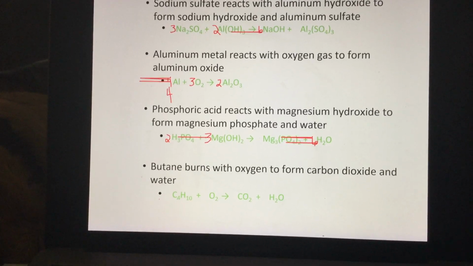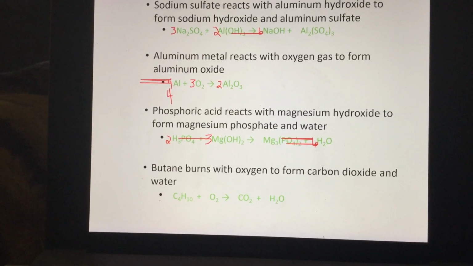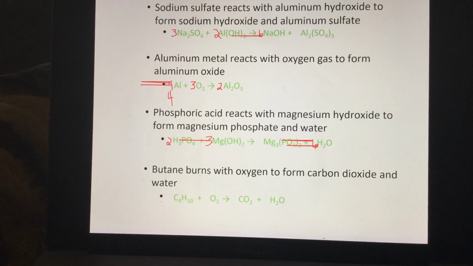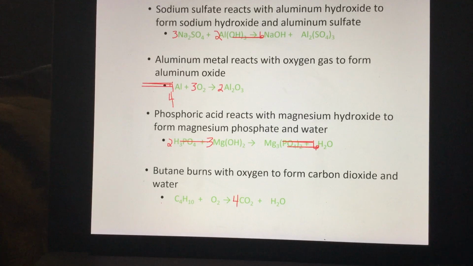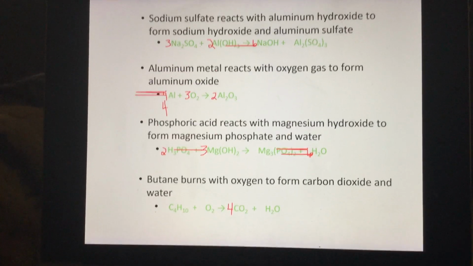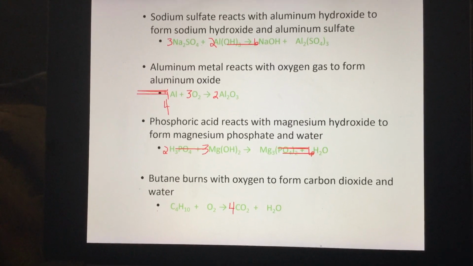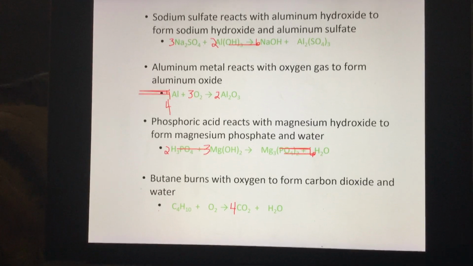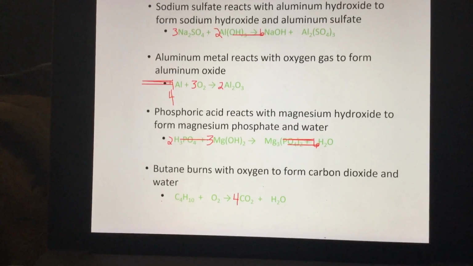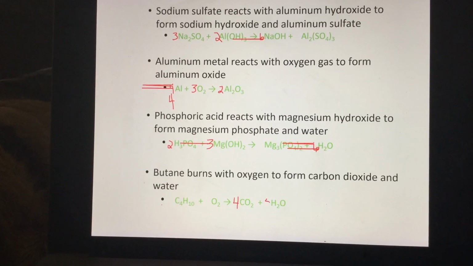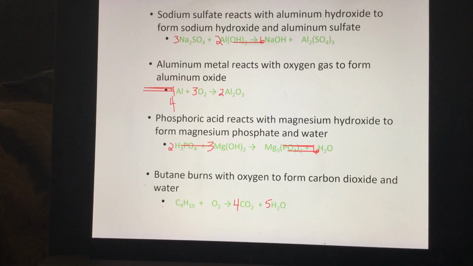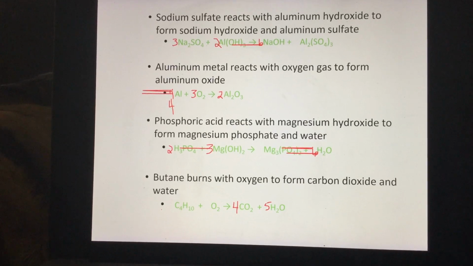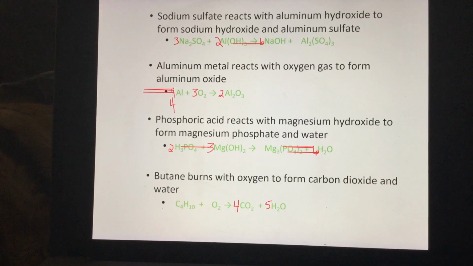And remember, it says to save the oxygens and hydrogens for last. So that means I'm going to balance my carbons first. So I have 4 carbons here. So let me put a 4 here. And again, saving oxygens for very last, I'm going to balance the hydrogens next. So we have 10 hydrogens over here with the butane. So let me put a 5 here to make 10 hydrogens on the product side. And now we can balance our oxygens.